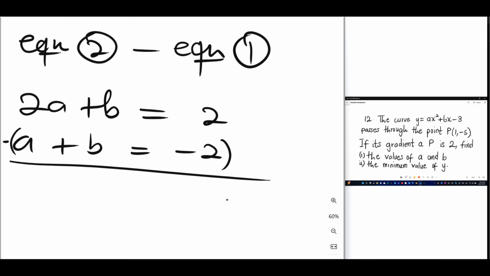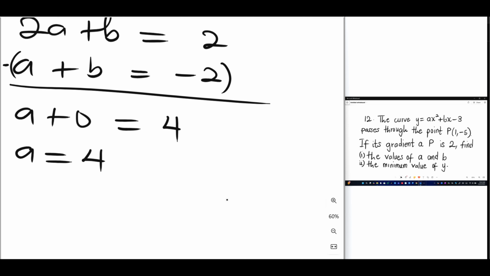Then I'll underline nicely. I'm subtracting. So 2a minus a will give us a. b minus b will give us 0. Then we have 2 minus negative 2 give us positive 4. All right, so the value of a is 4. We have obtained the value of a to be 4.